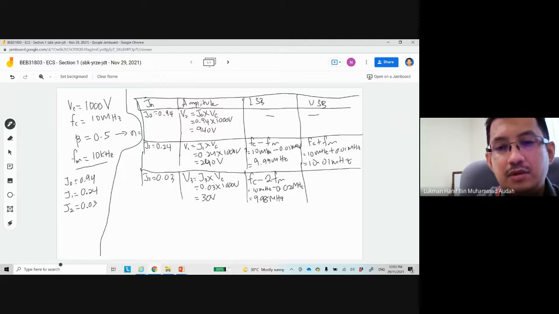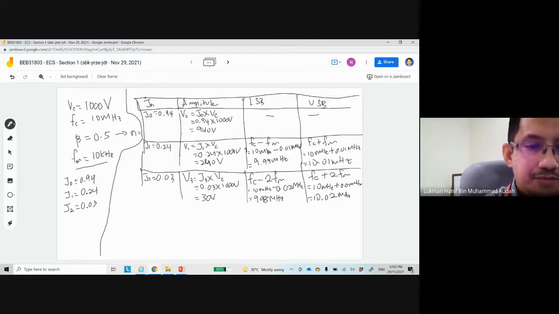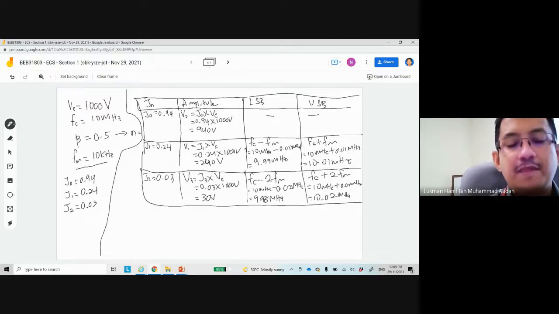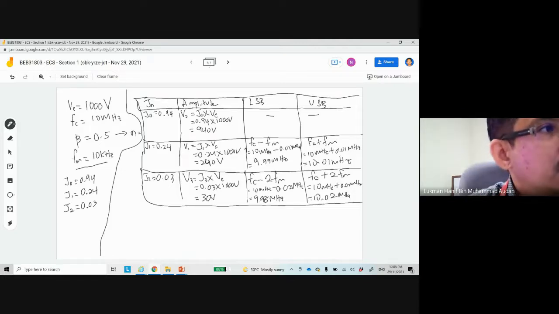Okay. And then for the upper sideband, plus 2 FM. Okay, so this is located at 10 mega plus 0.02 megahertz. So this is actually equal to 10.02 megahertz. Okay. So from here, then you can draw the amplitude spectrum.